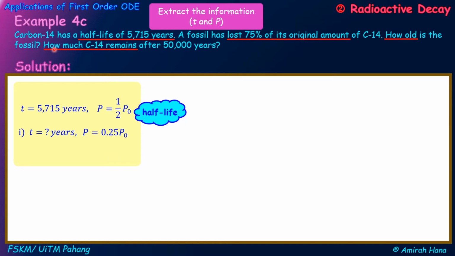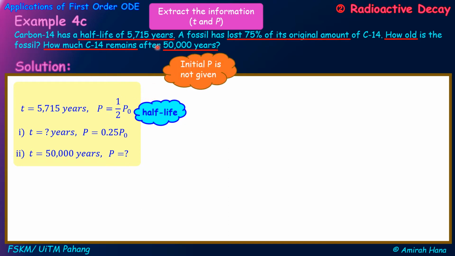And then the next question, how much C14 remains? So we can write P equals question mark. This is the amount that remains. And then after 50,000 years, so we can write t equals 50,000 years. This is the next question. This is question 1 and this is question 2.